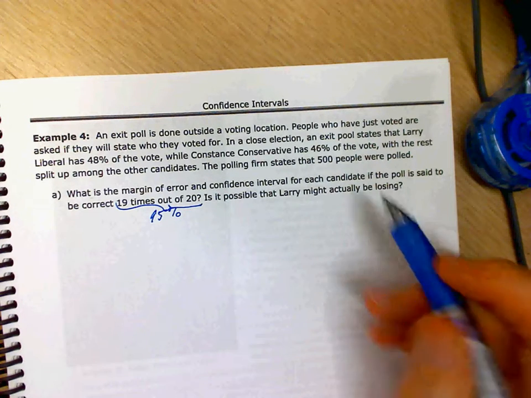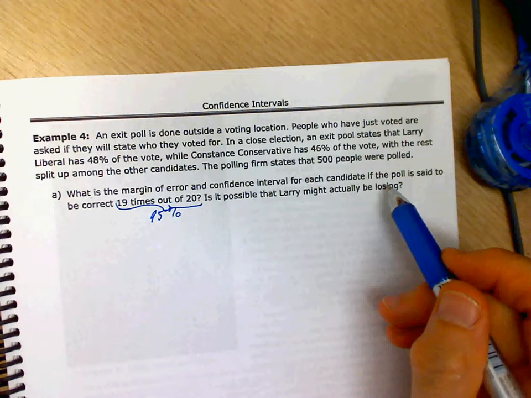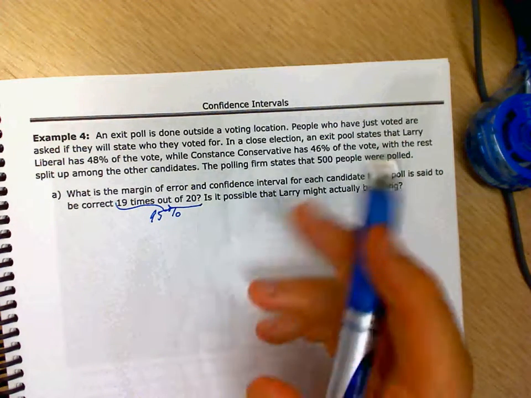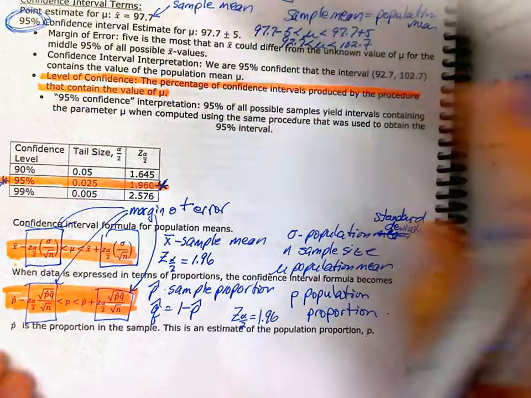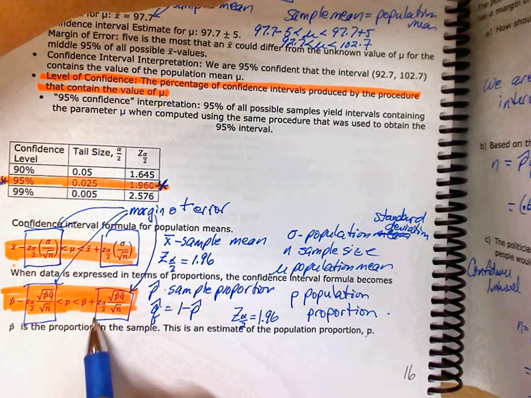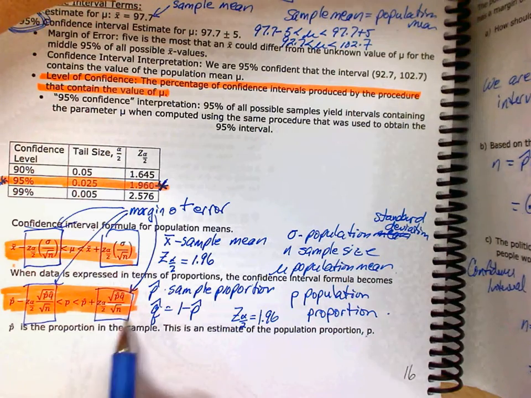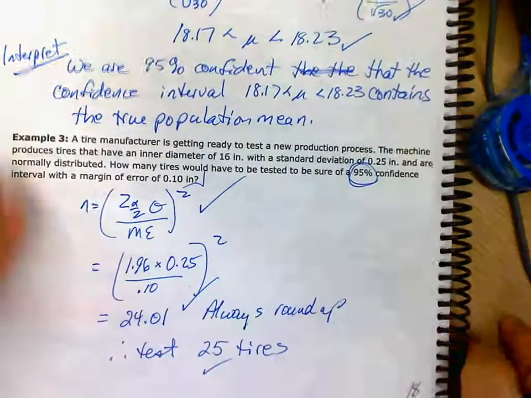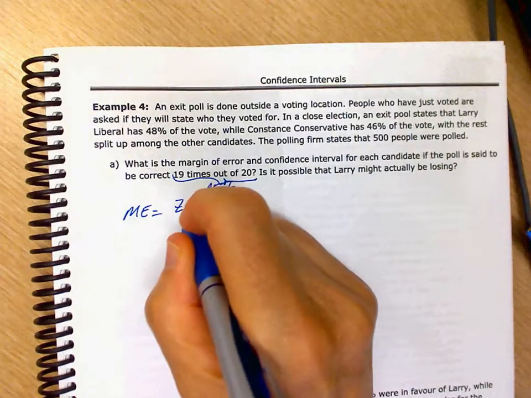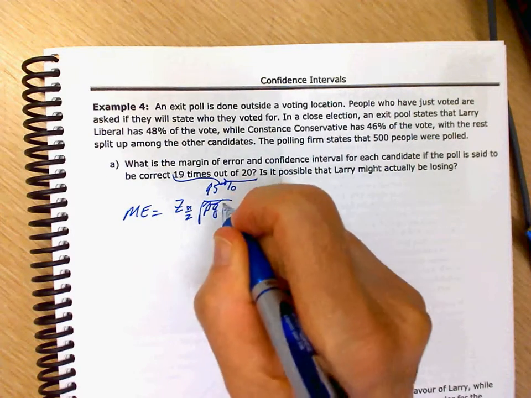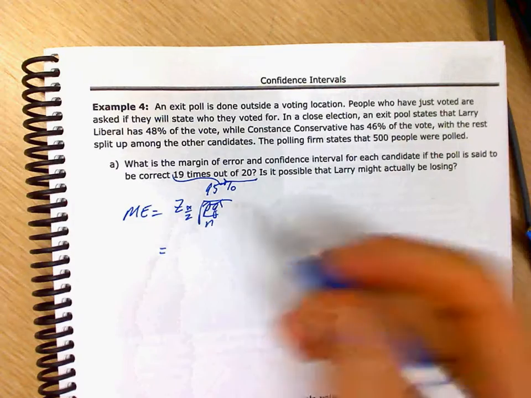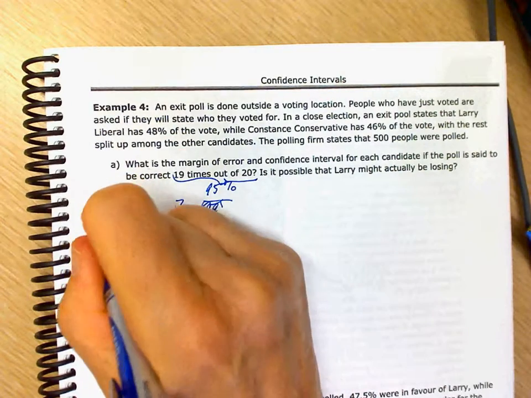So first of all, they want the margin of error. The margin of error, if you recall, for a proportion is part of the calculation of our interval. They're asking us to calculate it separately first, so that's what we'll do. It is Z alpha over 2 times the square root of p hat q hat all over n. So this is for Larry. We'll do Larry over here, and then we'll do Constance.